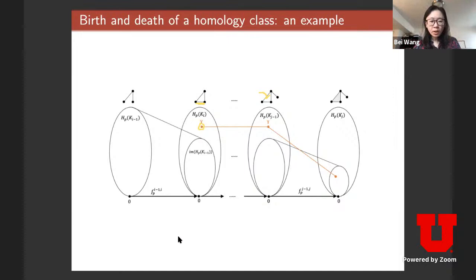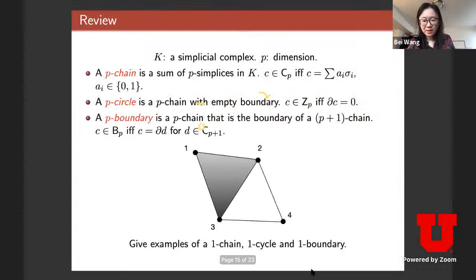Okay, so now we know what persistent homology is. I'm kind of going backwards. I defined what homology is, but I never told you how to compute it by hand. It turns out computing homology requires a matrix reduction too, but it's slightly more complicated than persistent homology, which is a little bit surprising. So let's get back to homology.